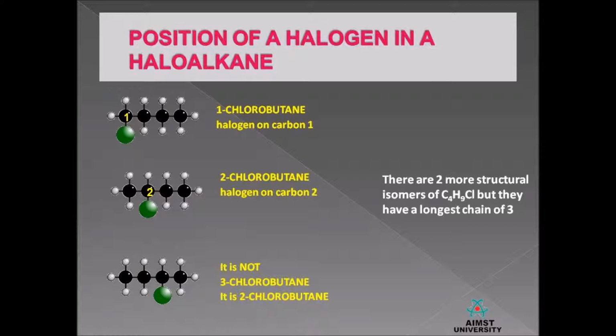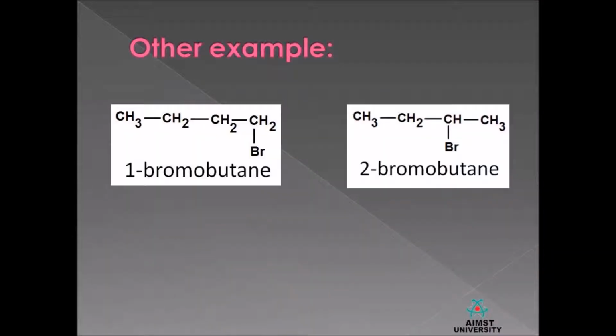There are 2 more structural isomers of C4H9Cl, but they have the longest carbon chain of 3 carbon atoms. There is one more example here for you. It is bromobutane. Bromobutane can exist in 2 positional isomers. One is 1-bromobutane, on the left hand side, and 2-bromobutane on the right hand side.